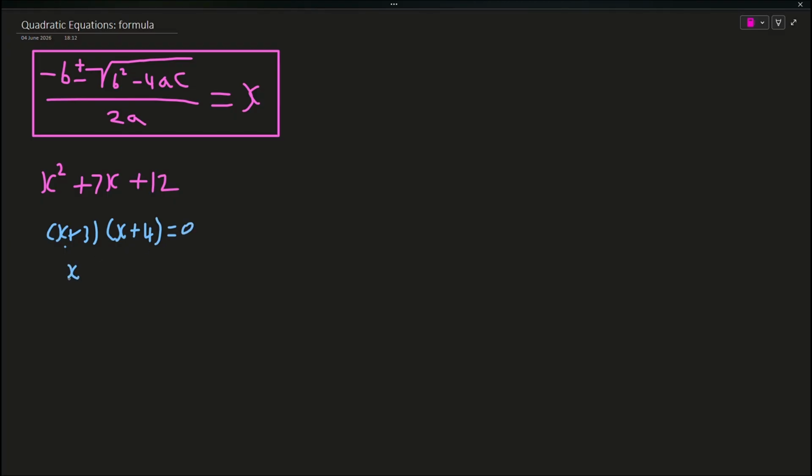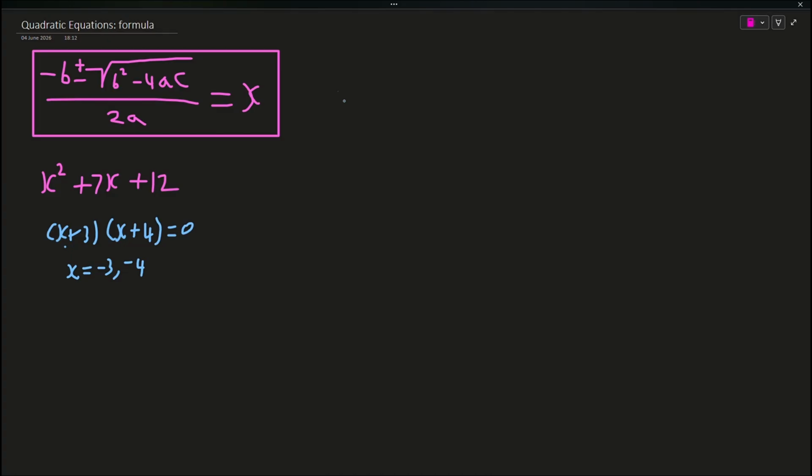And let's say we equate this to 0. So then in this instance, for x plus 3 to be 0, x would have to be minus 3, or we have x is equal to minus 4. So that was quick, simple.